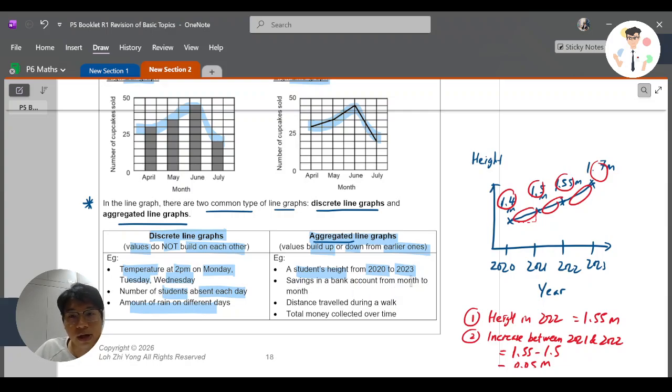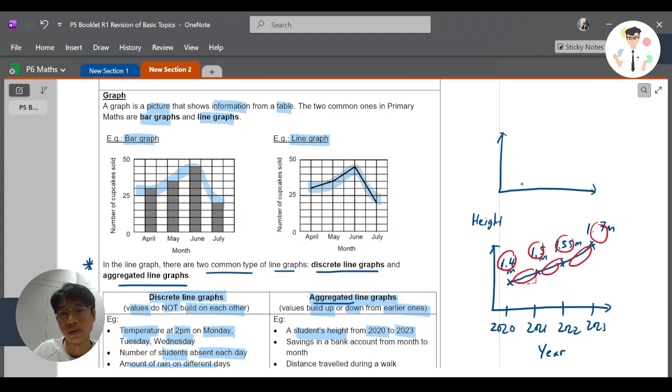Saving in a bank account from month to month. I can say, for example, this is January, this is February, this is March. I say this is the amount of money I have at the end of the month. Example, here it goes like this, going up. Example, this is 500, this is 1000, this is 1300.